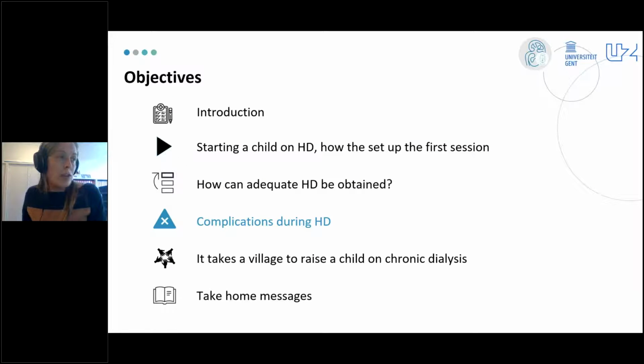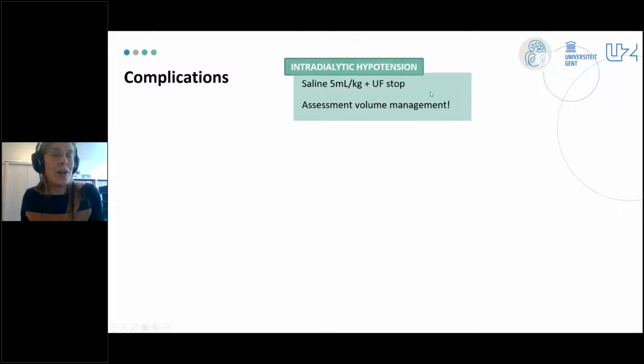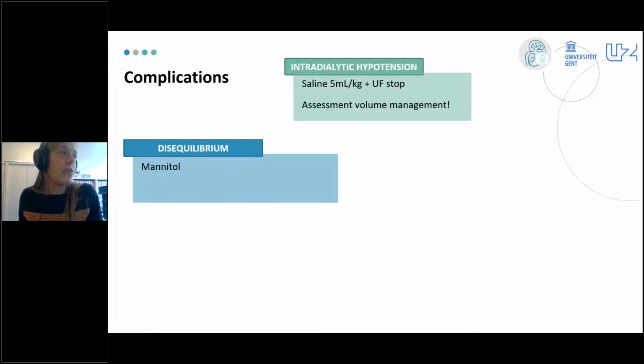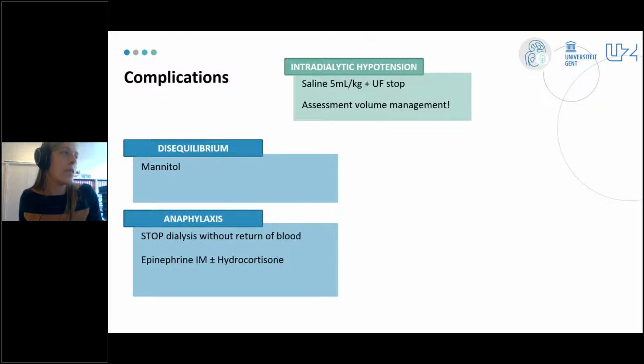So I will jump now to the complications that can occur during hemodialysis, and I talked already a lot on IDH. I think after every IDH event, you really should assess again your volume management and assess your dry weight again. But there are also a lot of more rare complications that I think I need to at least mention here. The first one I talked about before, the disequilibrium that we can treat with mannitol.